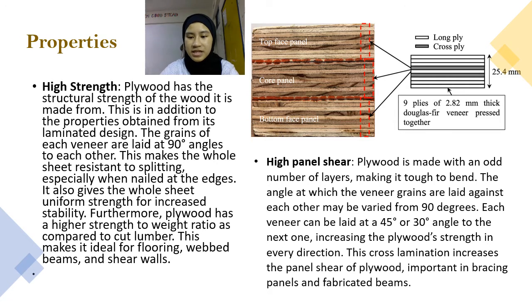High panel shear. Plywood is made with an odd number of layers, making it tough to bend. The angle at which the veneer grains are laid against each other may be varied from 90 degrees. Each veneer can be laid at a 45-degree or 30-degree angle to the next one, increasing the plywood strength in every direction. This cross-lamination increases the panel shear of plywood, important in bracing panels and fabricated beams.